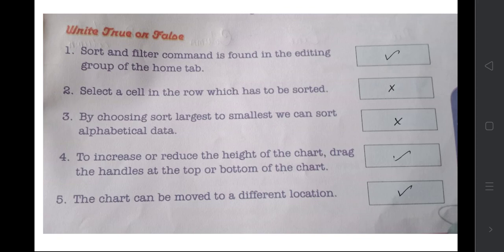By choosing sort largest to smallest, meaning big number to small number, can we sort alphabetical data? Is it true? Can we increase or decrease? The alphabetical data doesn't have any numerical value. Then how can you sort by smallest to largest and largest to smallest? Both are not possible. The alphabetical data can be sorted by A to Z or Z to A only. Only the numerical data can be sorted from largest to smallest and smallest to largest.